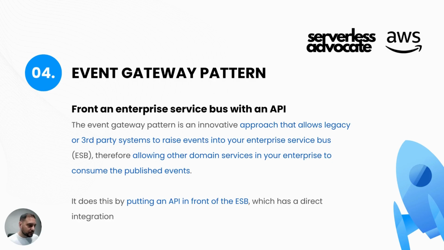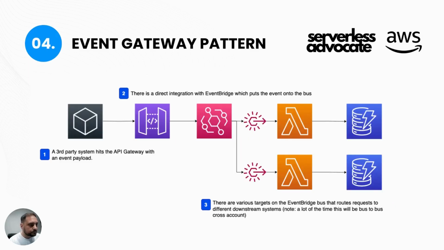So again, I'm very big on the single bus multi-account pattern when it comes to Amazon EventBridge. And this is what we're doing. We're putting an API in front of this ESB. So let's have a quick look at this pattern. Here we've got a third-party application that's hitting this API gateway. And as long as it can make an HTTPS request, it can publish domain events. So very powerful. This API is a proxy directly to Amazon EventBridge.